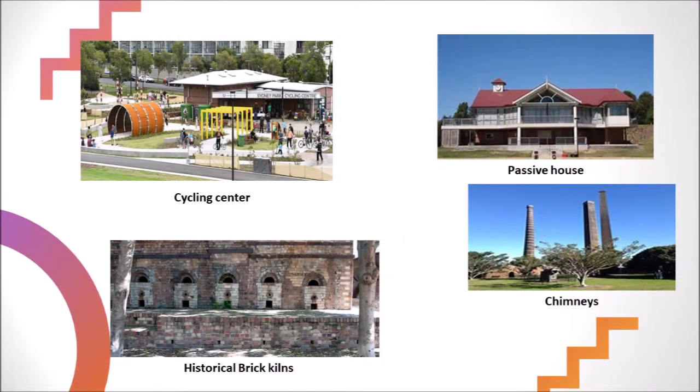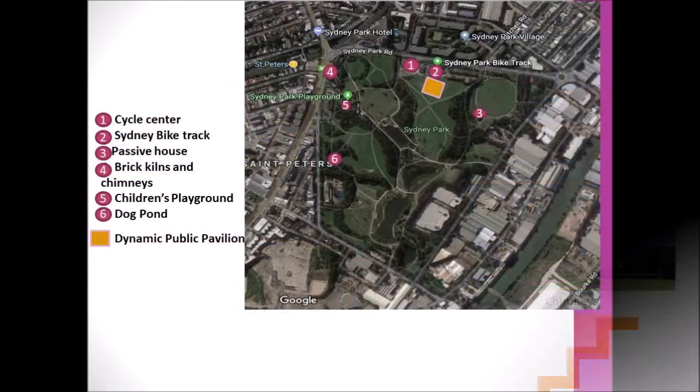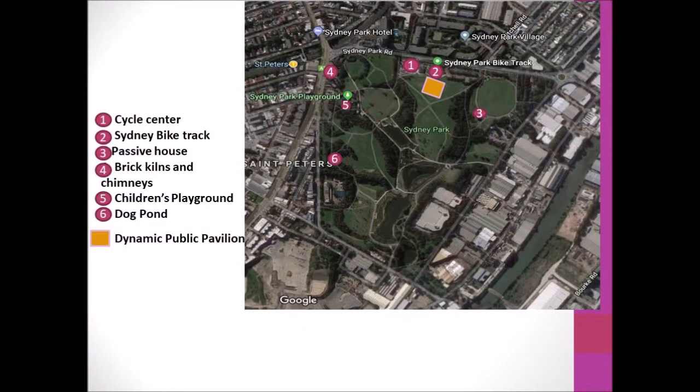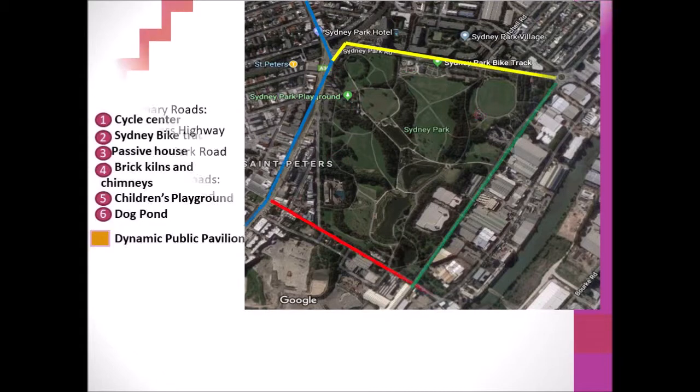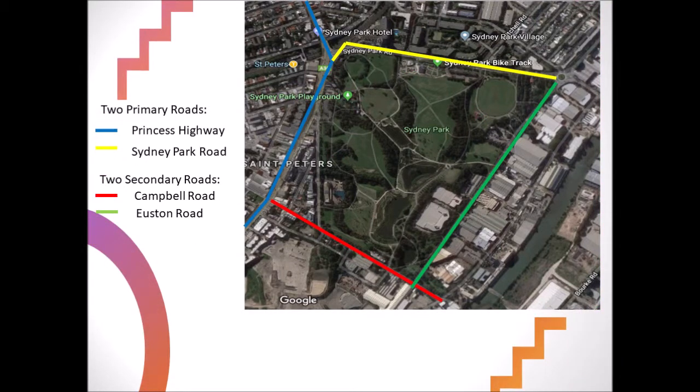Sydney Park is one of the major parks in the city. It has many landmarks which include cycling center, passive house, historical brick kilns, and tall brick chimneys. It is considered to be a large entertaining area, which contains many amenities such as children's playground, coffee shops, barbecue facilities, public toilets, dog pond, and bike track. Sydney Park is bounded by 2 primary roads and 2 secondary roads.